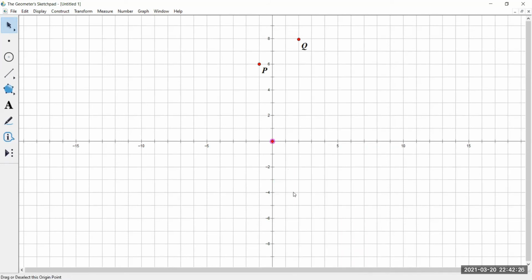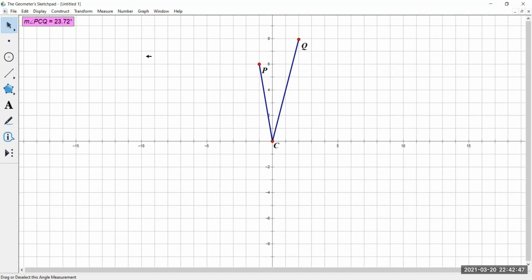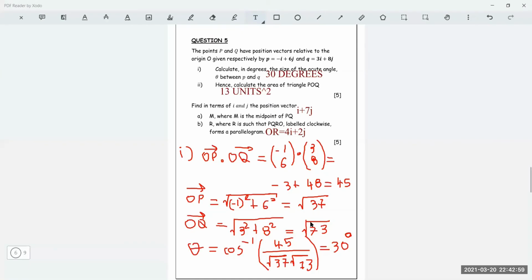Hide the origin. Now this would be OP right here, and this would be OQ. We're going to find the angle in between. So let's find that angle there. This angle now, the angle between P and Q, just go to measure. And we get 23.7. What did we get for our answer? That's not what we got. We got 30. So let's see what happened.